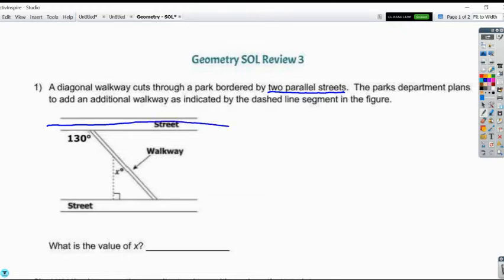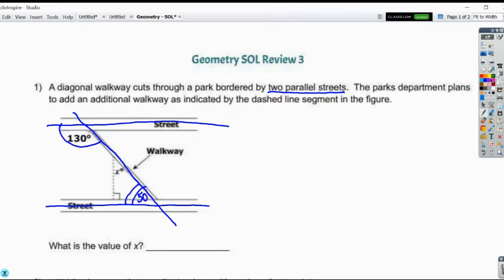So my street 1 and my street 2 are parallel, which means that the walkway we have in existence is our transversal. Now, seeing that my 130 degrees is an angle, I can find out what this other angle is. Recognize these are same side interior angles, so they better have a sum of 180, which would tell me that I've got 50 degrees in this angle.